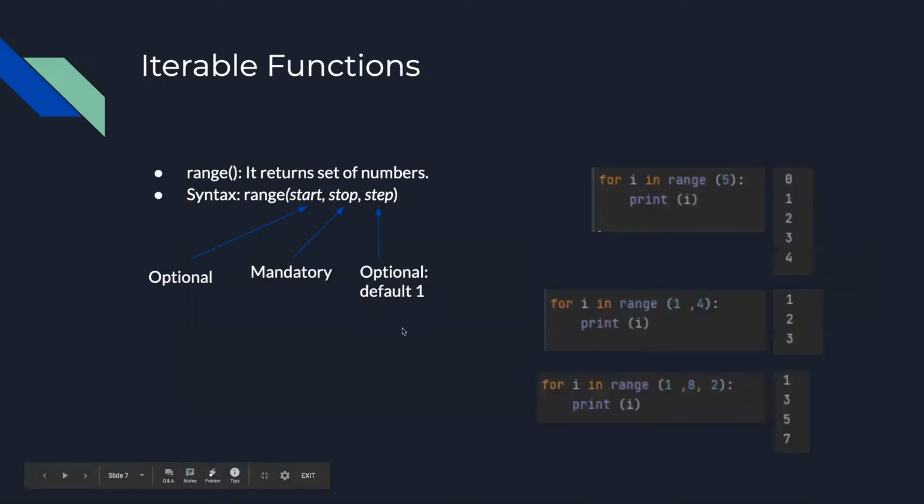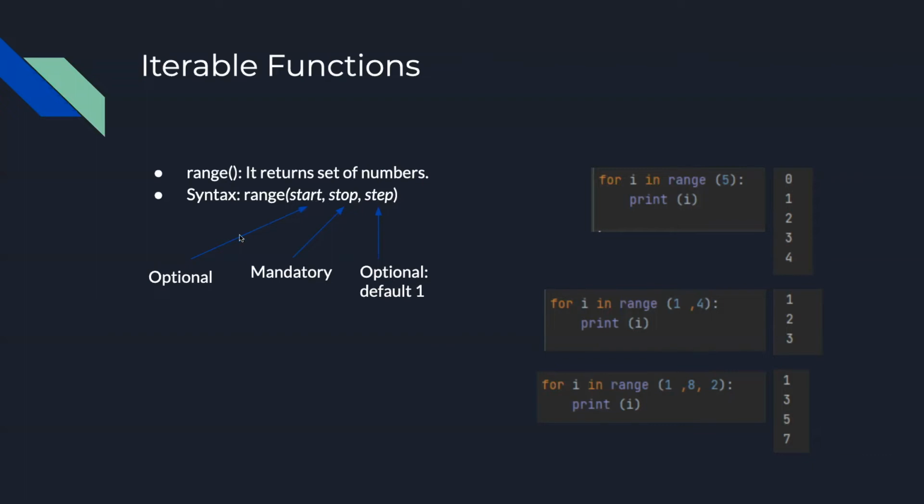So iterable functions. Range is an example of an iterable function. It returns a set of numbers. The syntax is range(start, stop, step). Start is an optional argument, so if you leave it out, it'll just start at 0. Stop is a mandatory argument, so if you only enter a single value into range, that's going to be your stop value. And step is, again, optional, and it defaults to 1.